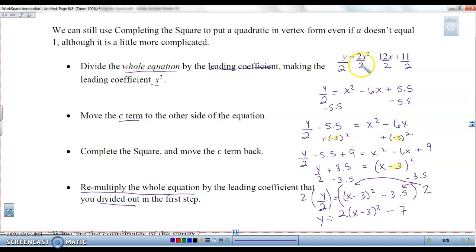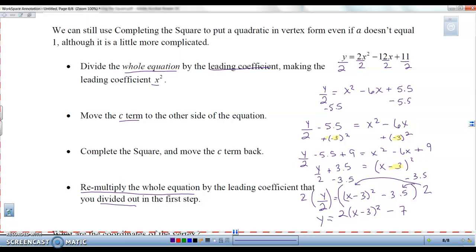2 is the leading coefficient. See the 2 here? The 2 is the leading coefficient, so it tells us which way it opens and how narrow or how wide it's going to be. Now, what else does it tell us? What is the vertex of this parabola? All right, don't worry about the leading coefficient. The vertex comes from this and this.